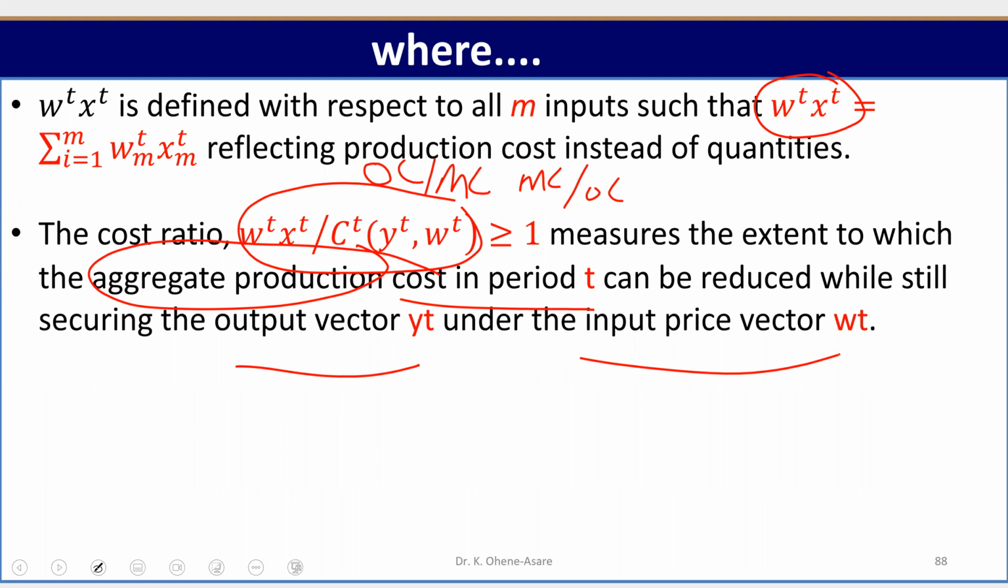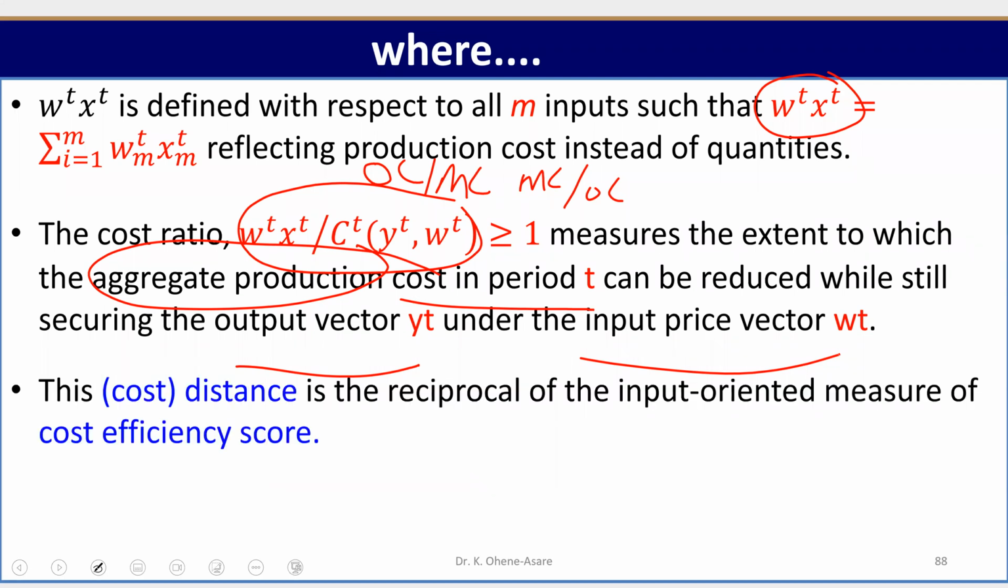The extent to which we can cut: if we are able to cut down the cost by more, and there is no more opportunity to cut down the cost further, we are 100% efficient. But if there's an opportunity to cut it further, then we are cost inefficient. That's what this ratio is looking at.